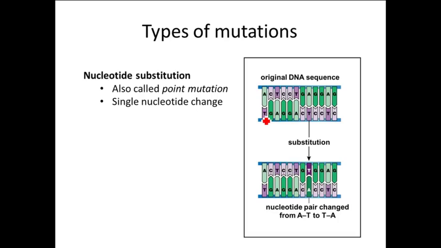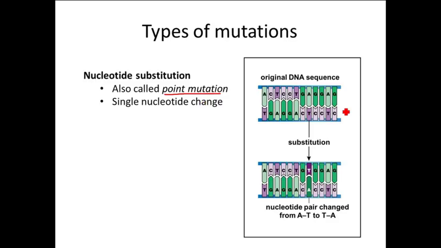All right, so let's go through the different types of mutation. There are several types of mutations. The first is called a nucleotide substitution. This is the most simple type of mutation. That's when one nucleotide is simply changed from one base to another. This is also called a point mutation, and that's often what I call it, or sometimes just called a substitution mutation.